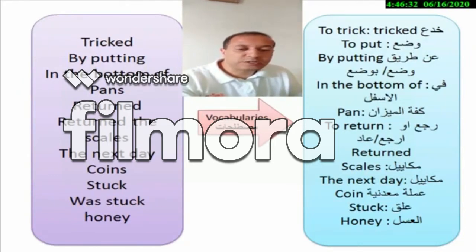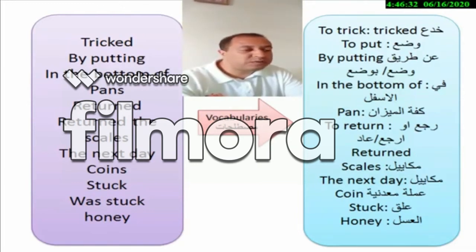As you see here, there are two columns. We will start from the first column, the column on the left side, of course. Let us read the words. Tricked, tricked, by putting, in the bottom of, pans, returned, scales, the next day, coins, stuck, honey. We don't say "ho," we say honey, between A and O.